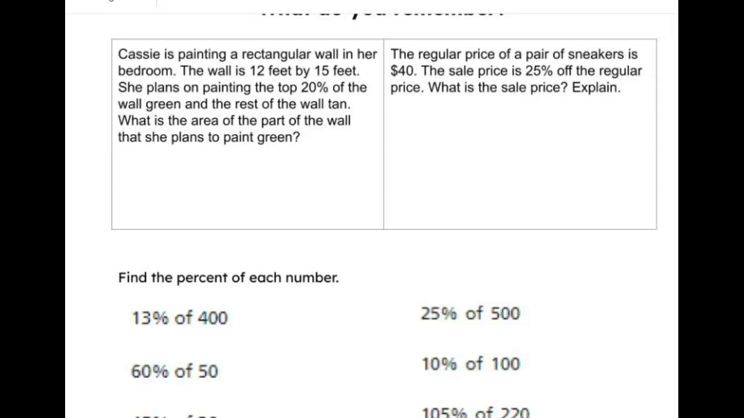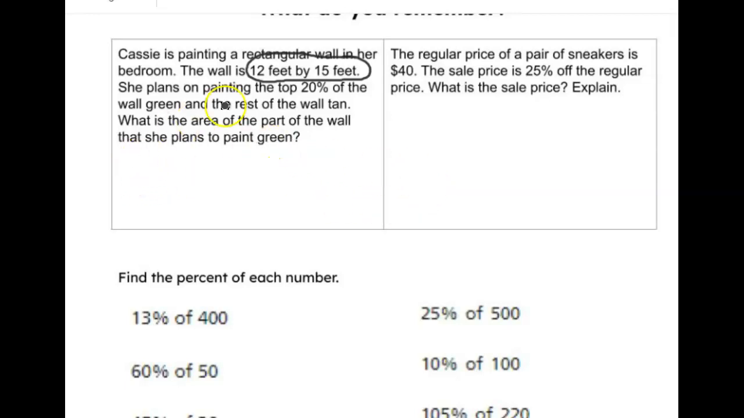Cassie is painting a rectangular wall in her bedroom. The wall is 12 feet by 15 feet. So this is going to be like the flower garden problem, I'm pretty sure. She plans on painting the top 20% of the wall green and the rest of the wall tan. What is the area of the part of the wall that she plans to paint green?